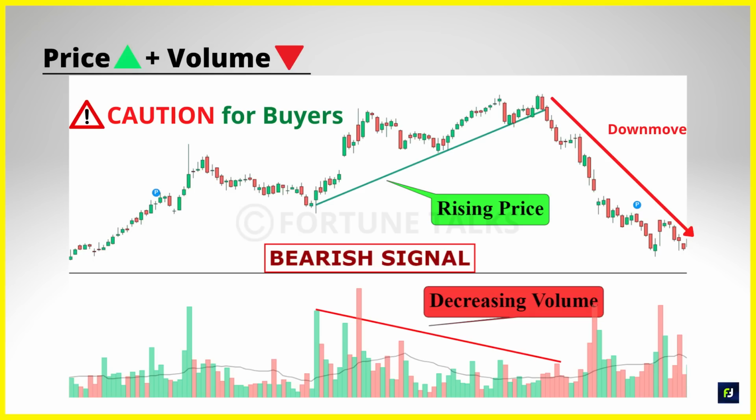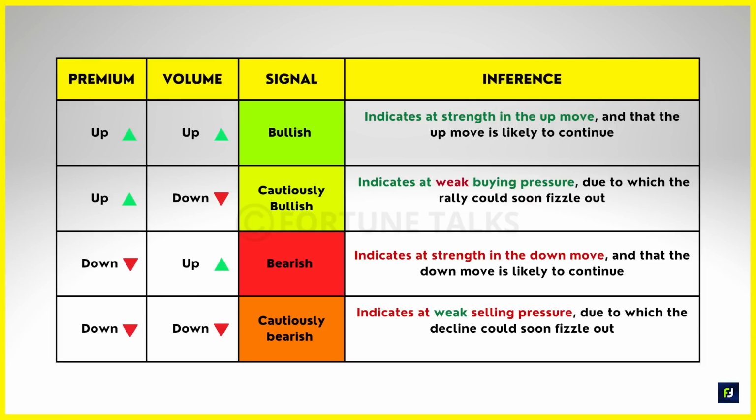On the other hand, an up move in the option price that is not accompanied by an increase in volume must be treated with caution because it indicates that there is not enough buying pressure, which could soon cause the rally to exhaust. Based on this idea that price and volumes go hand in hand, I have listed out some general guidelines related to volume and price of an option. Using this table, you can identify different trading signals that are generated due to different combinations of price and volumes and their likely outcome in the option prices.